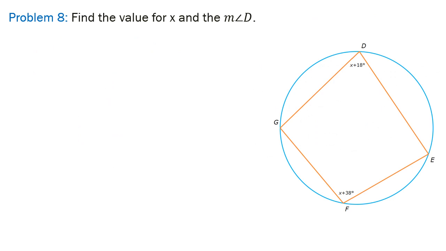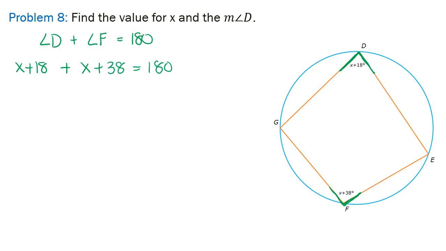All right, so for this problem, it asks us to find the value of x and the measure of angle D. So what we learned at the beginning of this lesson is that this angle, angle F, and angle D are opposite angles. So angle D plus angle F should add up to 180 degrees because they're supplementary. So we can just make that equation where D is x plus 18 and angle F is x plus 38 equals 180. We want to go ahead and combine like terms. So x and x gets us 2x. 18 and 38 is going to give us 56.